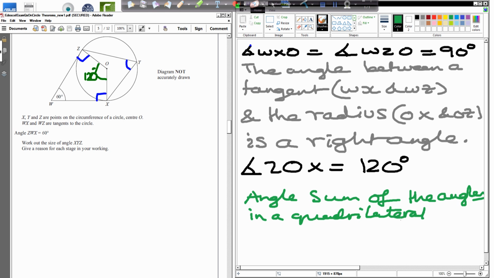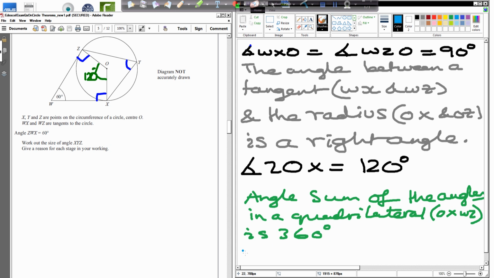Each time I talk about something general, I'm going to make it specific. The quadrilateral I'm talking about is going to be OXWZ. So I'm being very specific on what I'm talking about, OXWZ. So it's that one. So the angle sum of the angles in the quadrilateral is 360 degrees. So that's my answer. This is part of my explanation. I'm going to give more of the explanation here now.